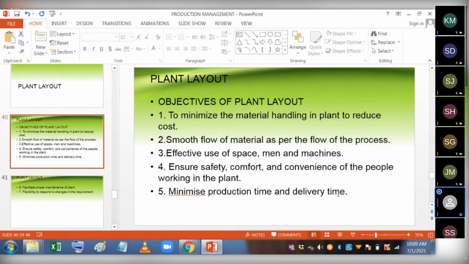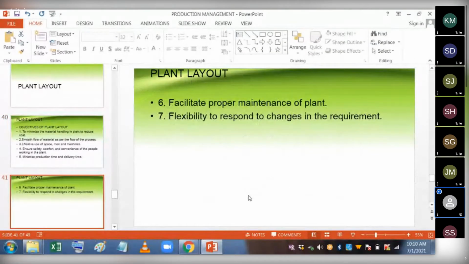Those who have not attended the class earlier, please look carefully. Smooth flow of material as per flow of the process. Effective use of space, men and machines. Ensure safety, comfort and convenience of the people working in the plant. Minimize production time and delivery time. Facilitate proper maintenance of the plant. Flexibility to respond to changes in the requirement. Almost everything is included in these 7 points. And you must understand at this point what we are actually trying to express.